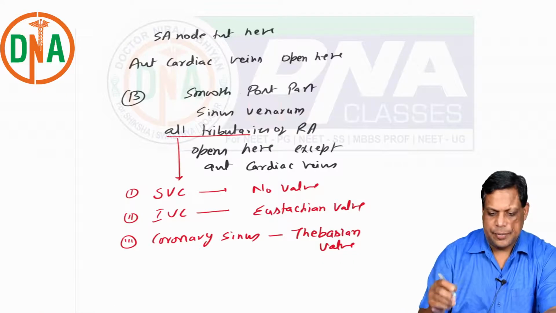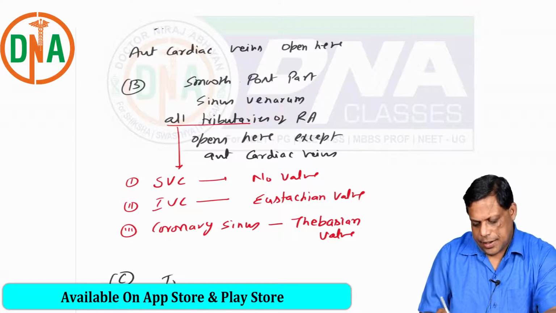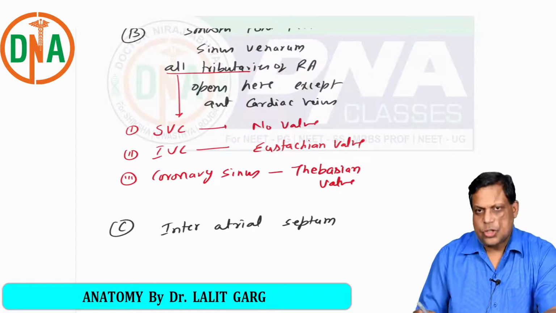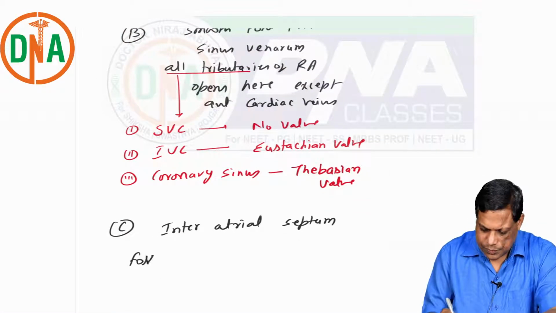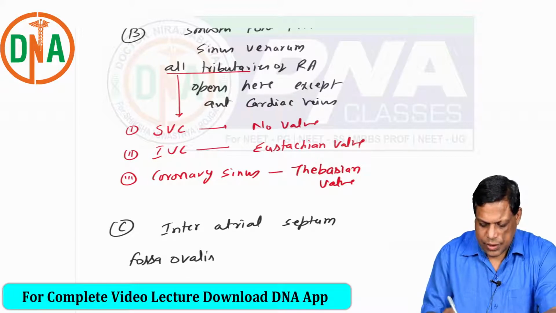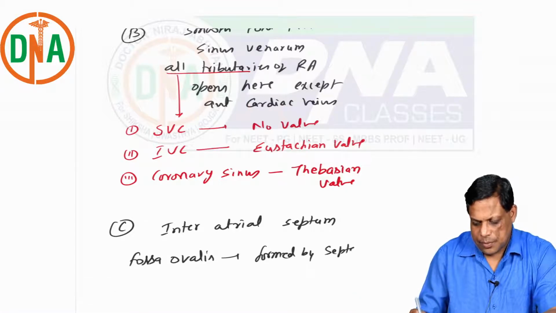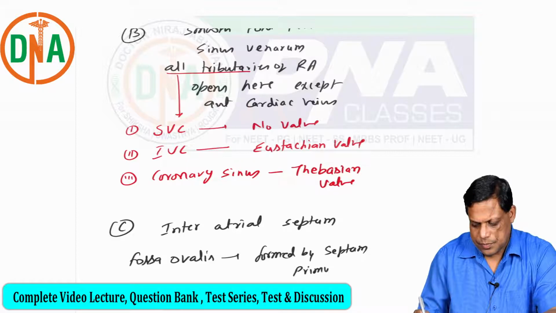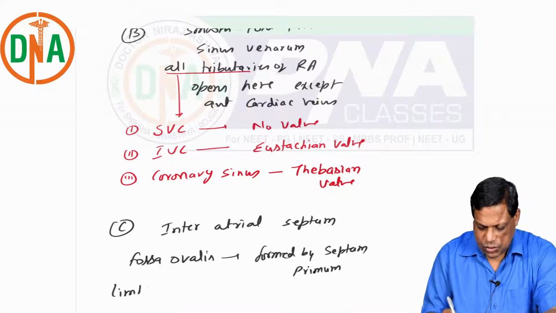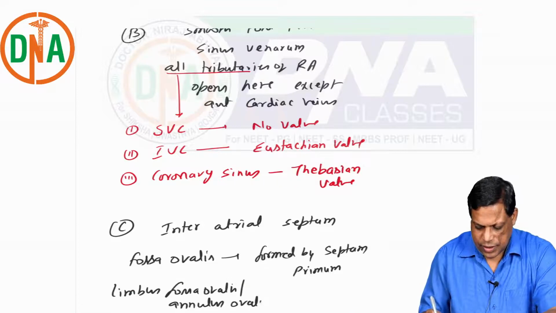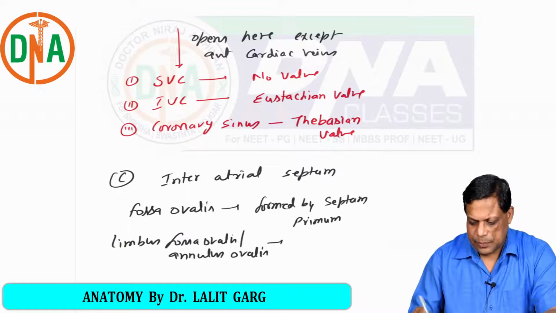The third part of the right atrium is the interatrial septum. The features of the interatrial septum are the fossa ovalis, which is formed by the septum primum. Then the limbus fossa ovalis, also known as the annulus ovalis. This is formed by the septum secundum.